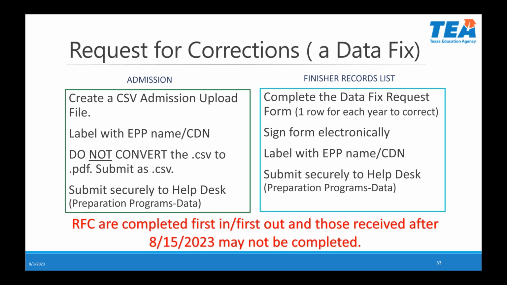Note that an admission record created by TEA through the data fix process does not auto-populate the candidate into test approval or onto your Finish Your Records list. Once the admission record has been created by TEA, the EPP will need to populate test approval and the Finish Your Records list either manually or through an upload.